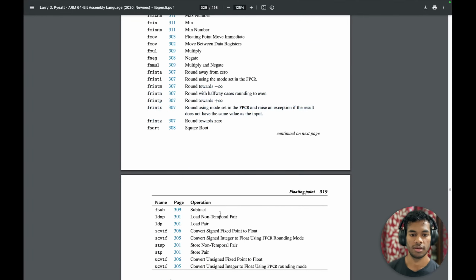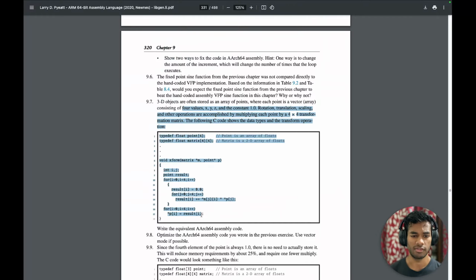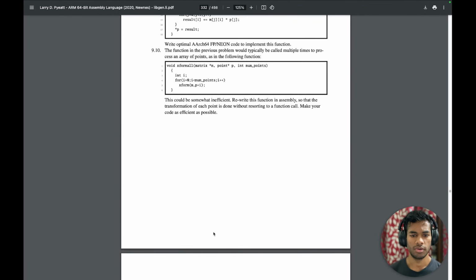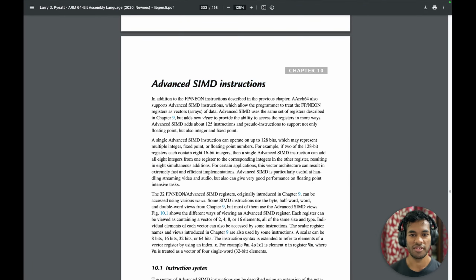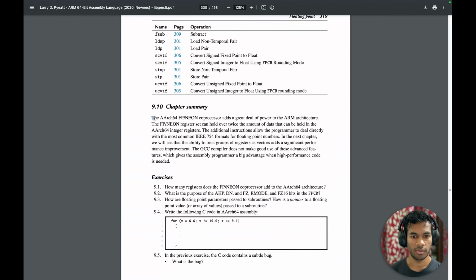Okay. And then here I have a list of all the instructions that have been explained in this unit. And then chapter summary and then exercises. We will be doing these exercises, completing all of these exercises tomorrow, and then moving on to advanced SIMD instructions.